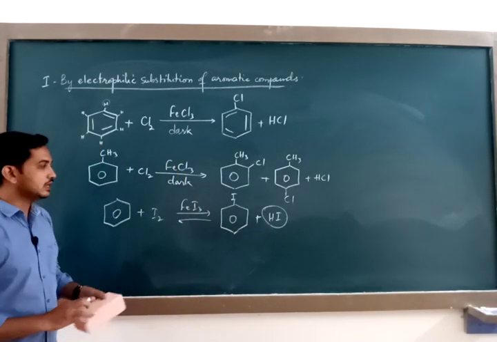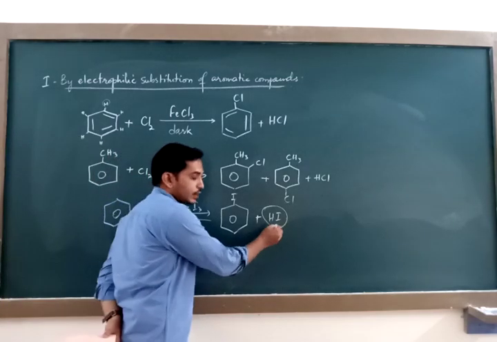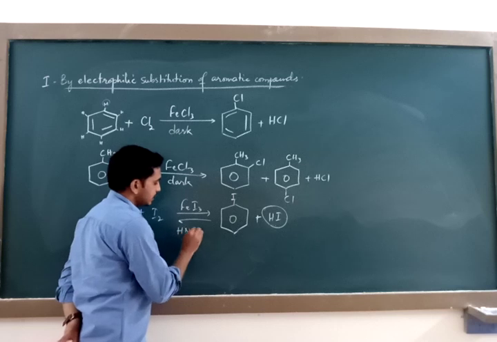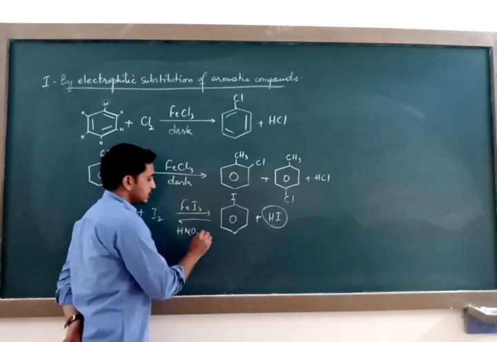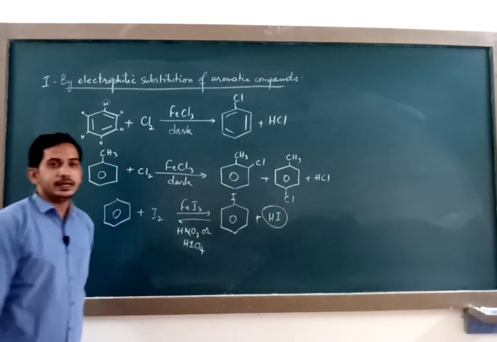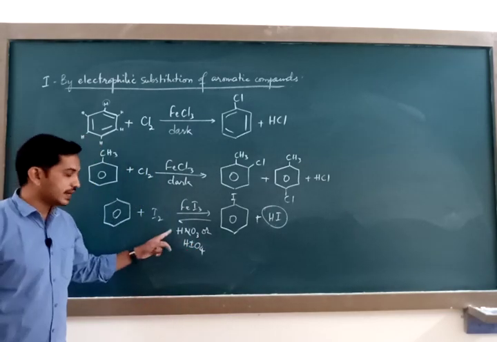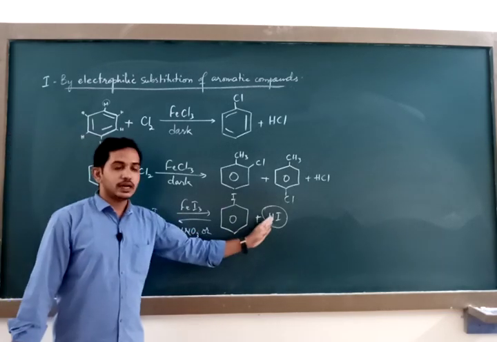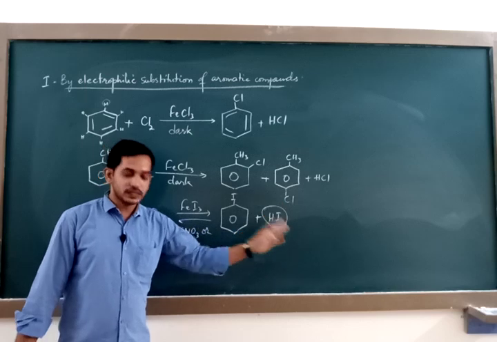For this reason, in order to remove the reducing nature of hydrogen iodide, you are supposed to add any oxidizing agent like nitric acid or periodic acid in it. What is the role of nitric acid during iodination of benzene? It removes the hydrogen iodide formed during the reaction.